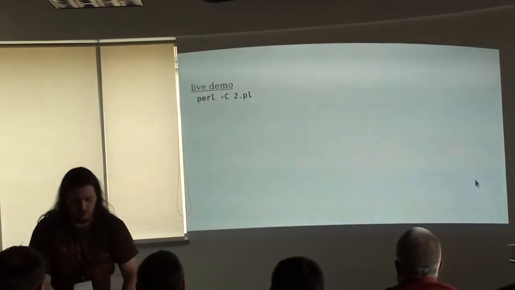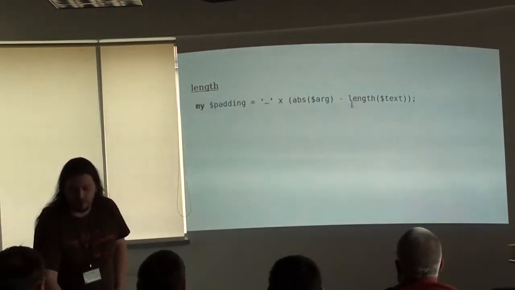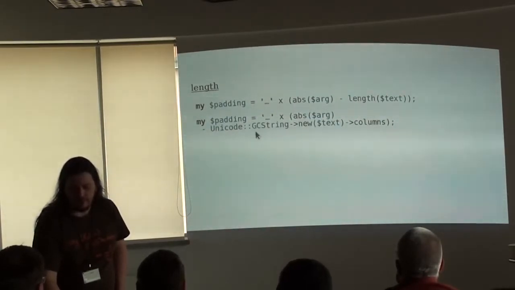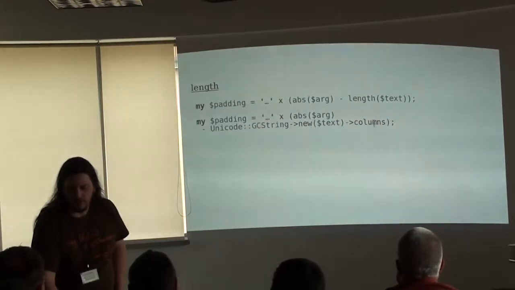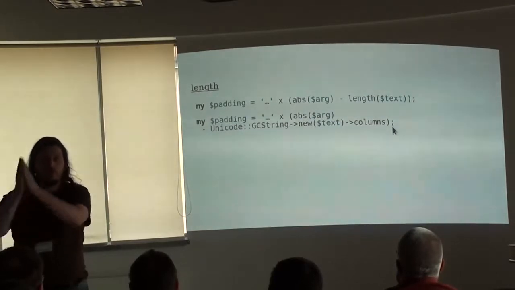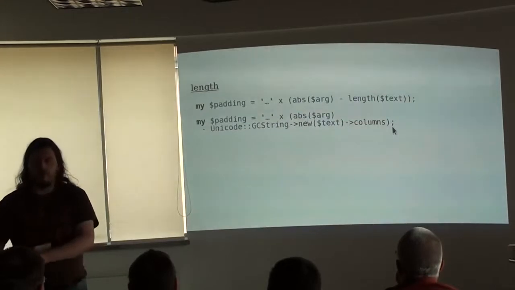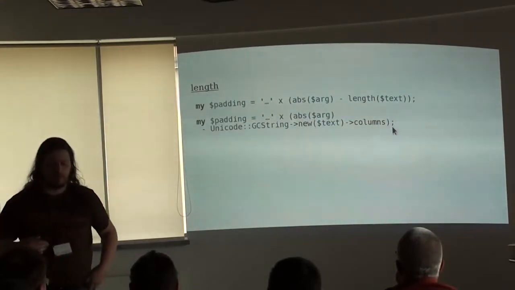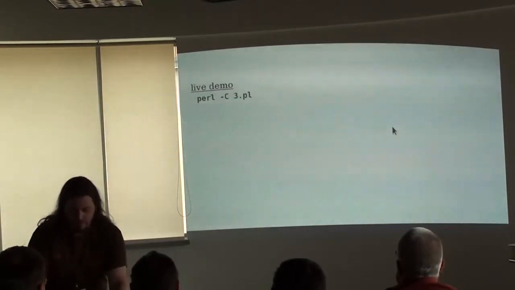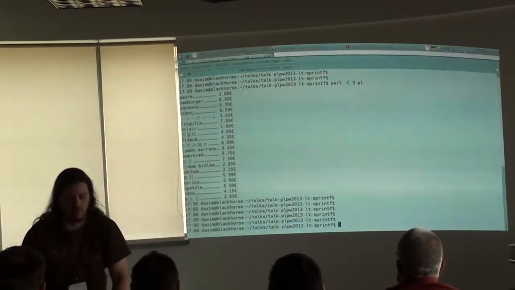So what's going wrong there? It's actually the thing calculating the length; obviously something is missing there. What you need to do is replace length with Unicode GCString columns, and then it will tell you for each Unicode character how much space it occupies when you print it on the terminal. This is aware of each character in the whole Unicode database and will always give the correct result. And then if we have a look at how it looks, it works.